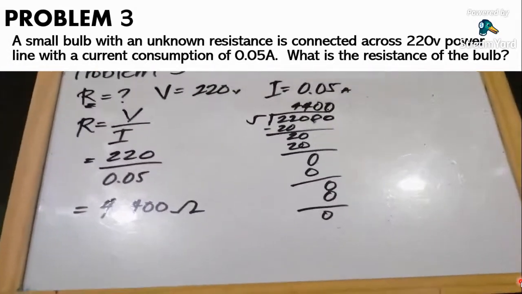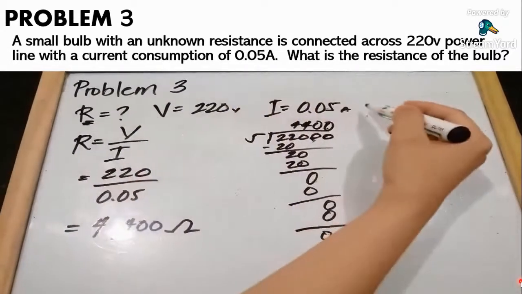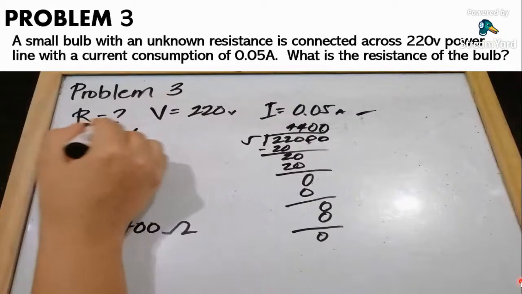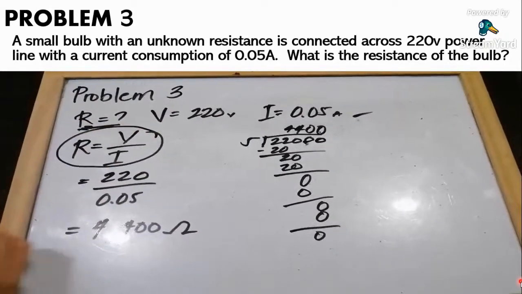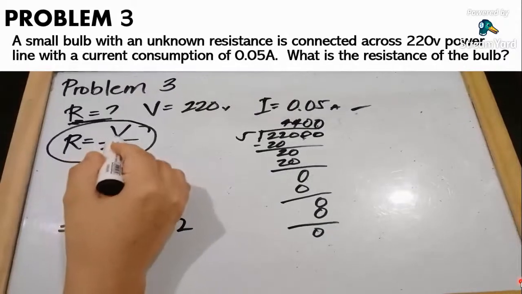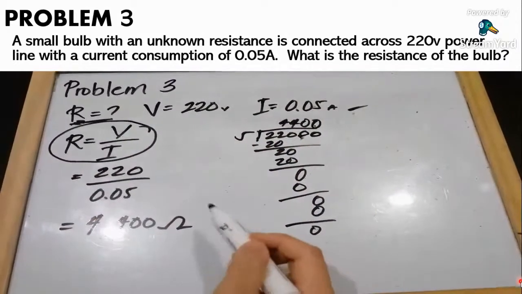So again, for problem solving, laging tatandaan, kailangan meron kang given. Alam mo kung ano yung hinahanap. After that, you have the formula. And then, substitute mo na ngayon. Ilang voltage, ilalagay mo. Ilan yung current, ilalagay mo. And then, do the solution.